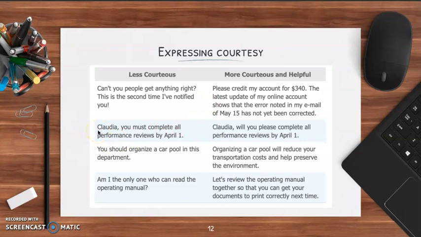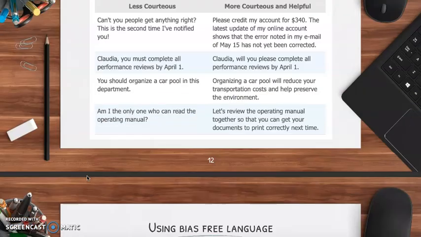Claudia, you must complete all performance reviews by April 1st. Claudia, will you please complete all performance reviews by April 1st? Really just showing manners, courtesy, thinking about the kind of message you would want to receive, not being a Karen, you know. These are some good examples from the textbook.